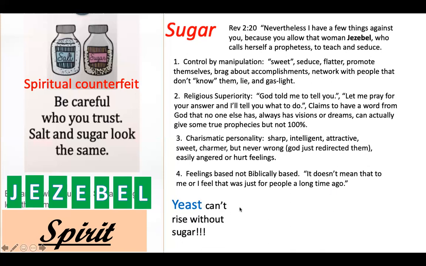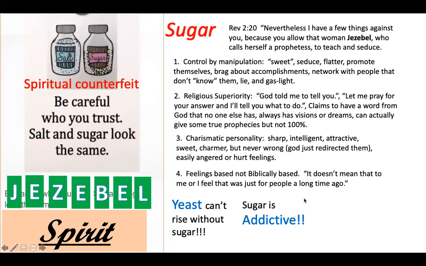So yeast, sin and false doctrine can't rise without sugar. So all of these things, when a Jezebel spirit comes into a congregation, if they get control, then that's when they can manipulate the false doctrine. So most people that are in a church manipulating the false doctrine have a Jezebel spirit, because that's how the yeast or the sin rises. More people are influenced by the Jezebel spirit, the sugar.